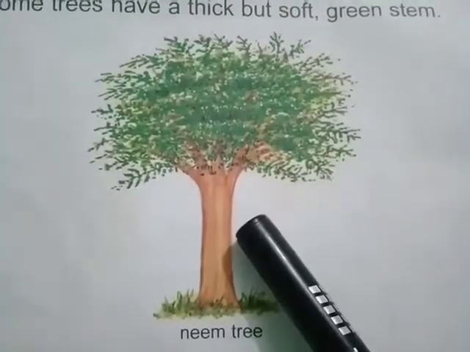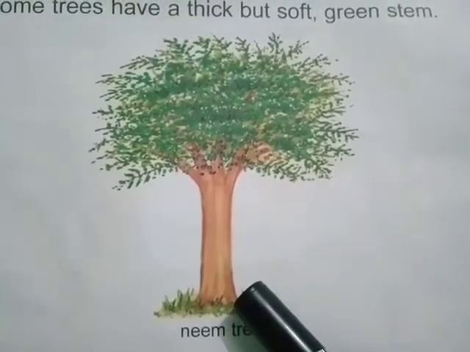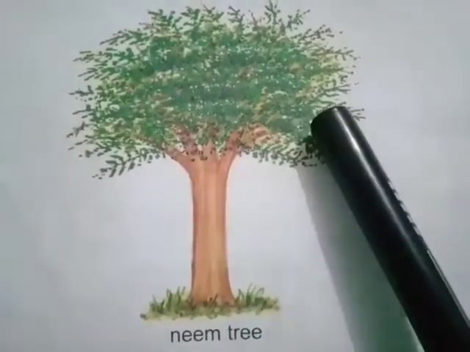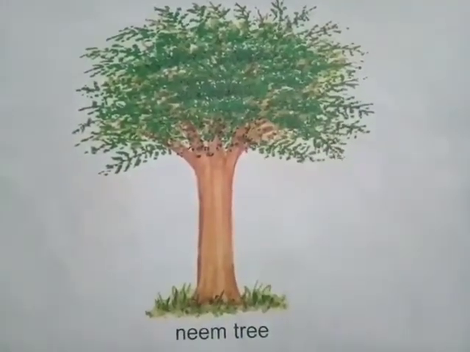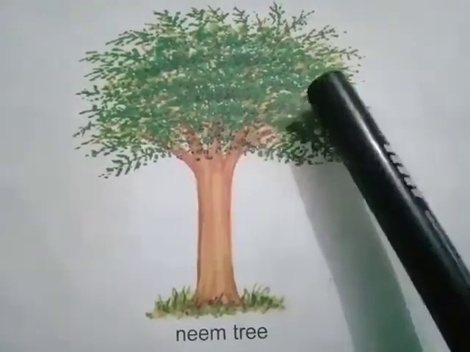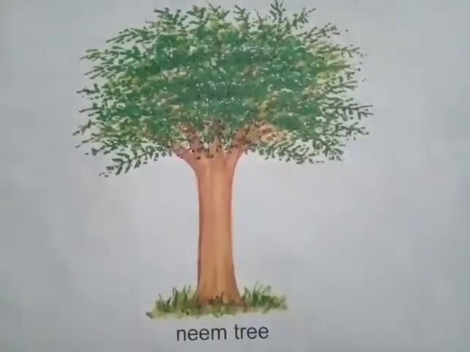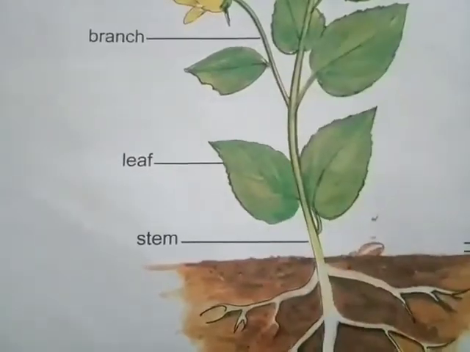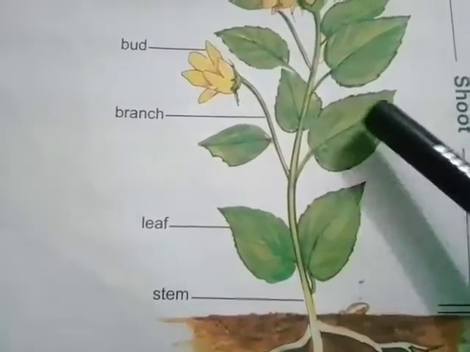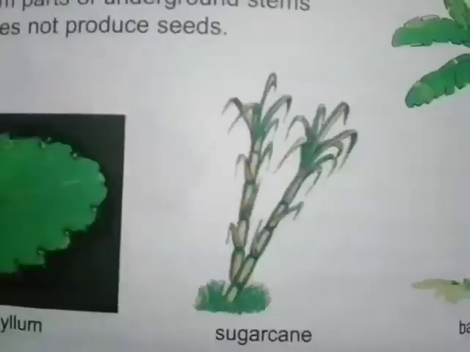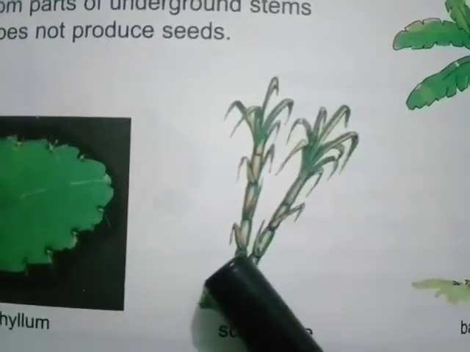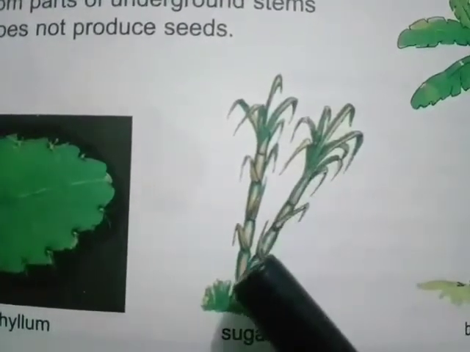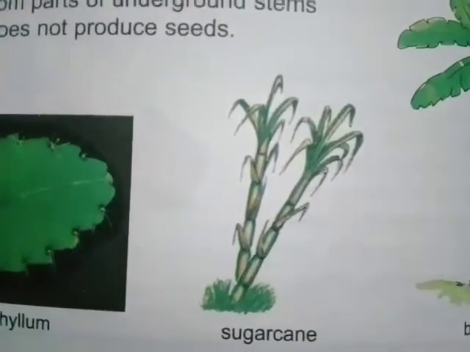The function of the stem is that it takes water from the roots to the leaves. Leaves use this water to make food. Leaves prepare food for all parts of the plant. The stem takes this food to all parts of the plant. The stem supports the plant above the ground. Sometimes the stem stores the food made by the leaves. For example, sugar cane is a stem which stores the food.